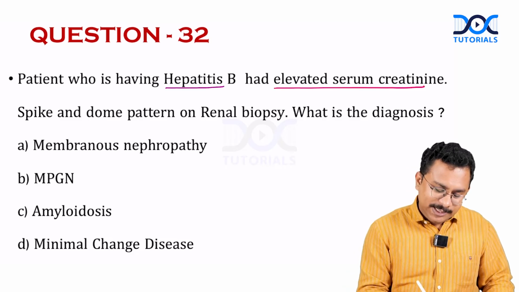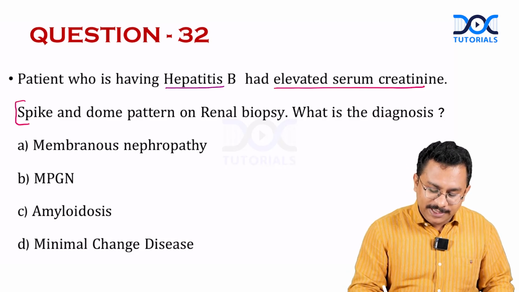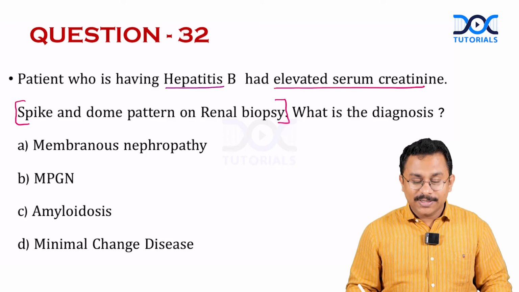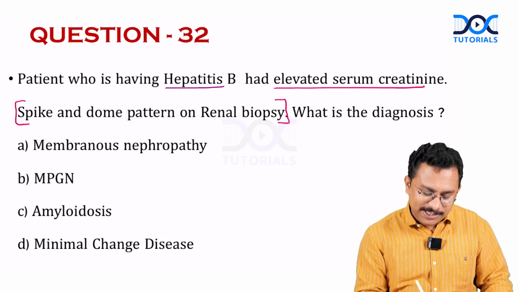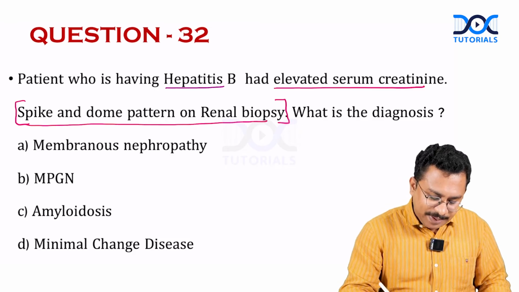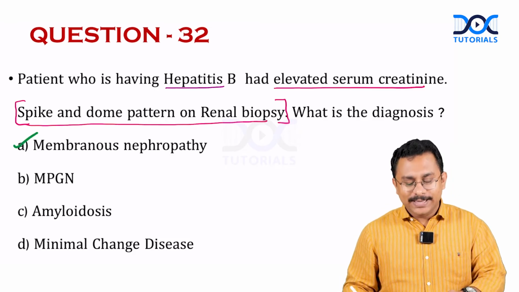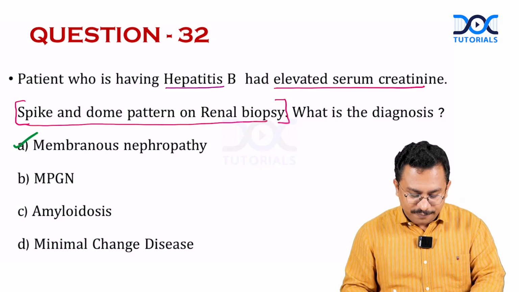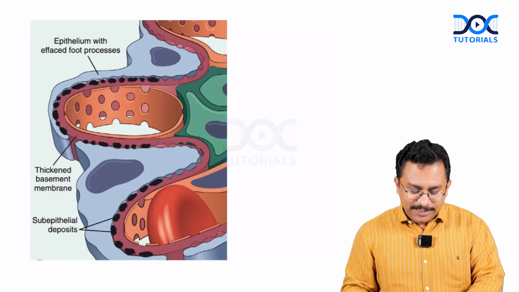Okay, and there is a peculiar renal biopsy finding that is shown, the spike and dome pattern, which is the clinching point here. So the answer here is membranous nephropathy, or a membranous glomerulonephritis. So I'll just tell you what you have got to know here.